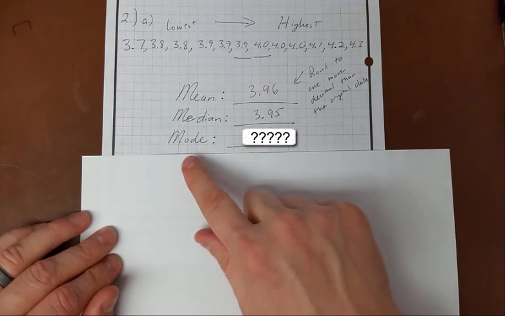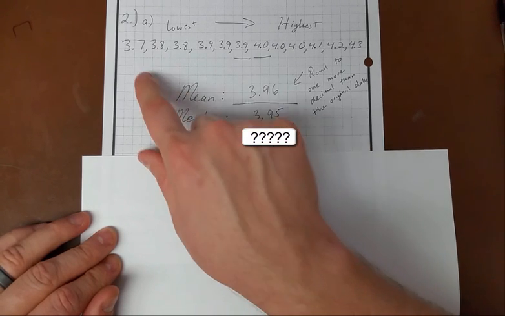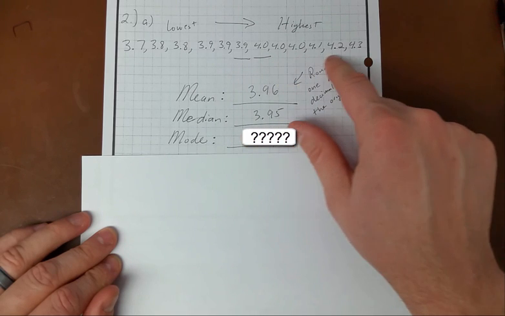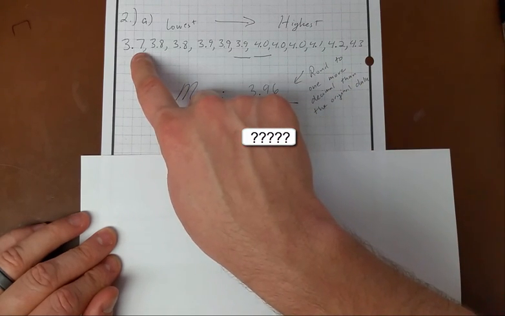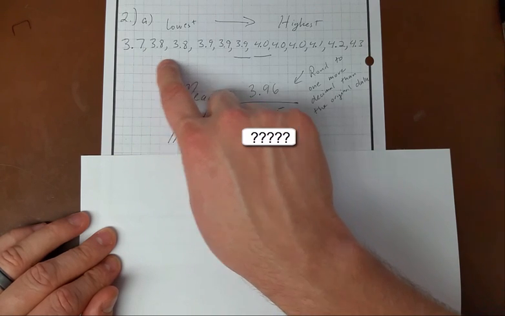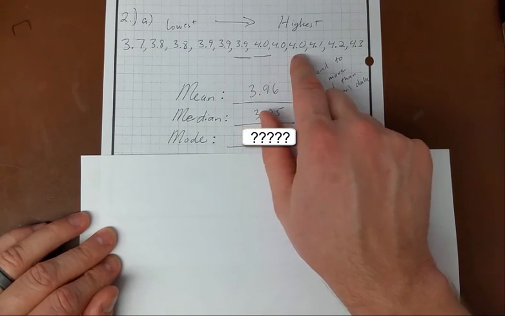Now to find the mode. The mode is the value that occurs the most in our data set. So in this case, I only have one 3.7, so that's definitely not it. Well, I have three 3.9s and I have three 4.0s.